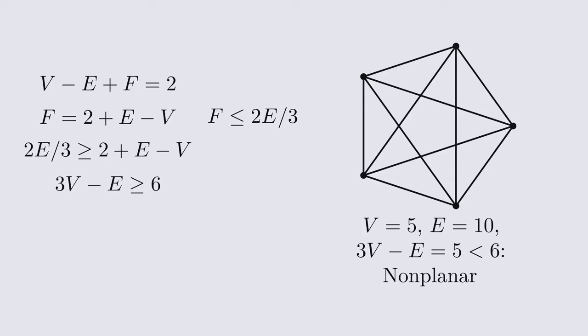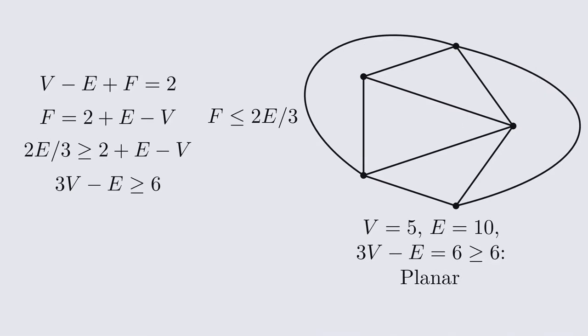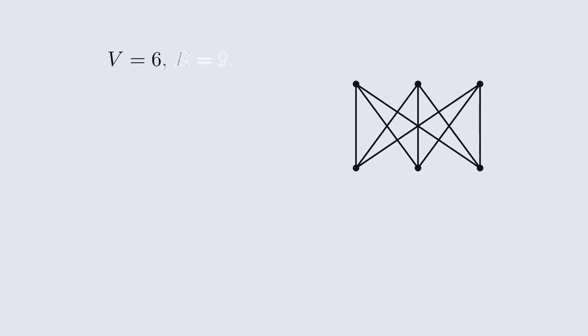However, if we remove an edge, we get V equals 5, E equals 9, and 3V minus E is now 6, which is large enough, corresponding to the fact that we succeeded in drawing K5 except for the last edge. So is K33 planar? We can try using our new formula. For K33, V equals 6, E equals 9, and 3V minus E is 9, which is plenty large enough. But it seems like K33 is non-planar.